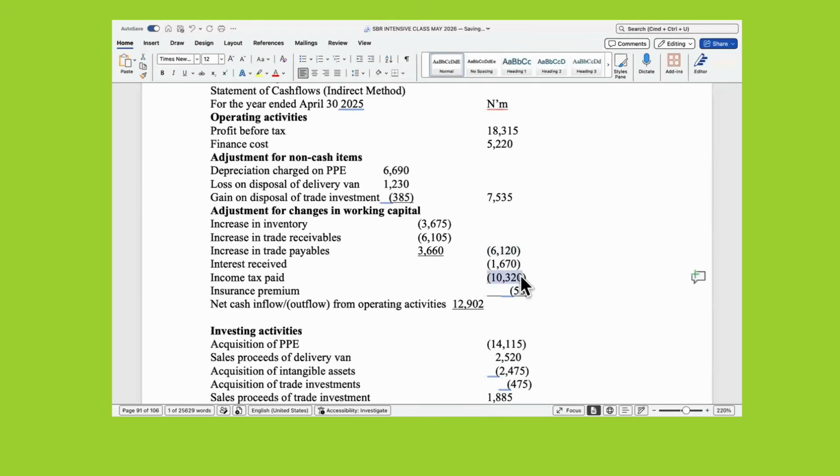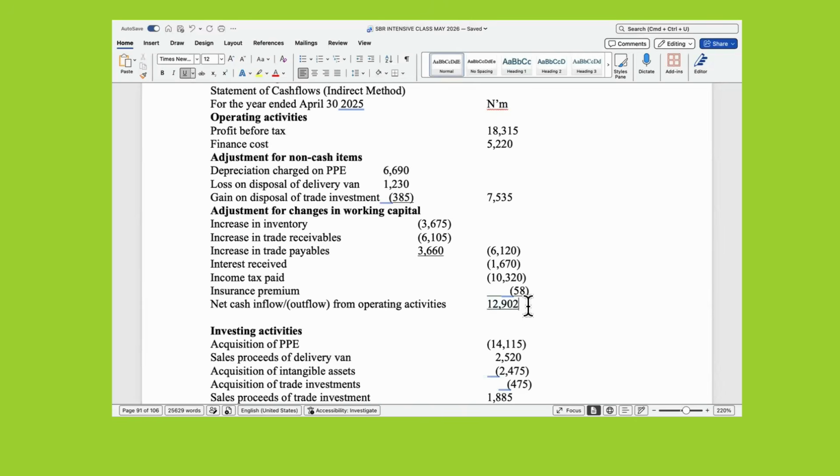Then that means I've dealt with all the items in my P&L except tax. And I've already done the movement in tax. I got an outflow of 10,320. Then I did that insurance premium that they told me that I paid that I omitted from the books. Since they have paid it already, I remove it from here. So when I accumulate all the items together here, I will get net cash inflow from operating activities. And that is how it works.